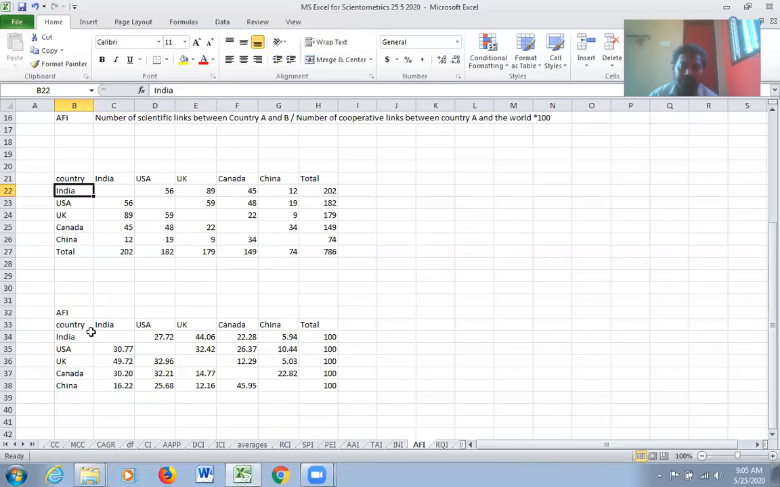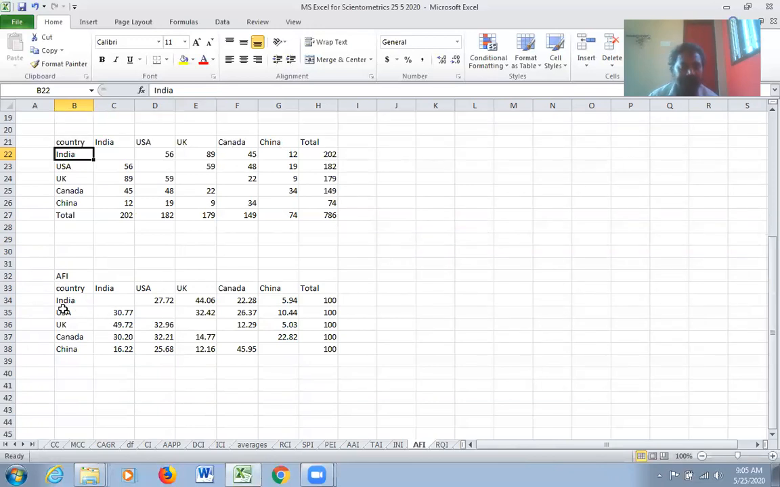Here you can see the affinity index. India versus USA: how to calculate? This is D22. How many papers has India collaboratively published with the USA? 56, divided by 202. What is 202? The total output of India. India has collaborated with many countries. What is the total output? 202, into 100. That means out of the totally collaborated papers of India, how many papers are collaborated with the USA? A simple percentage calculation.